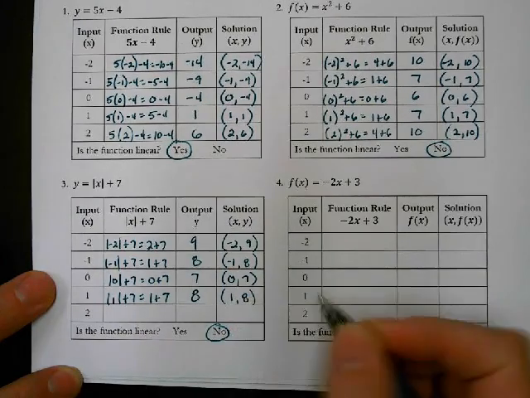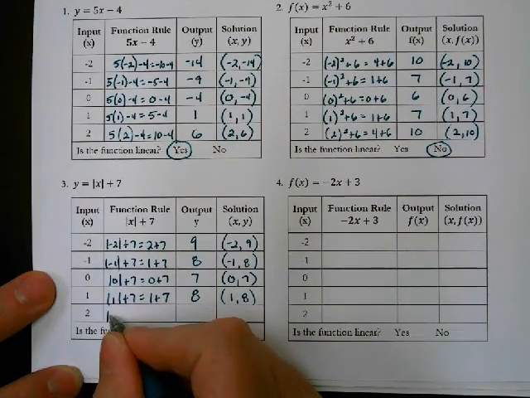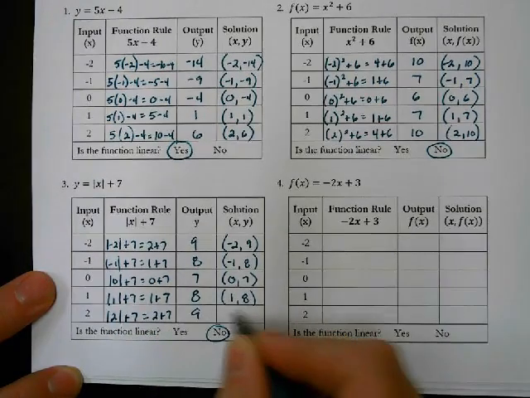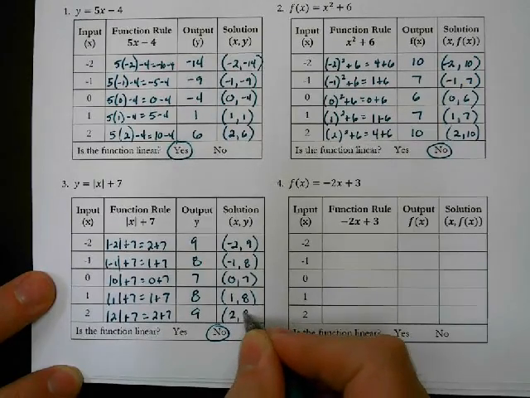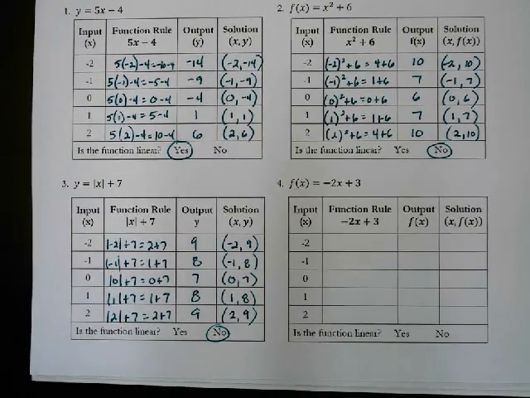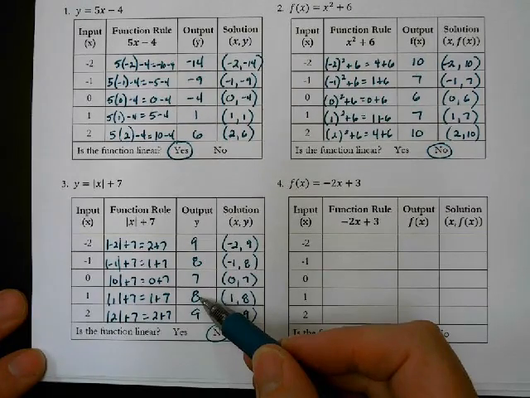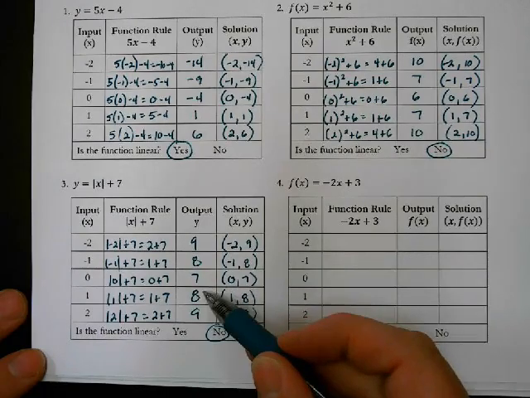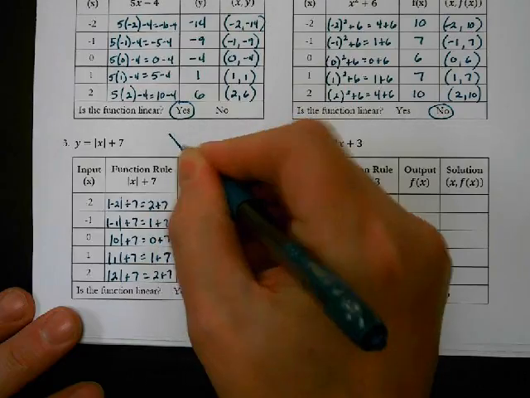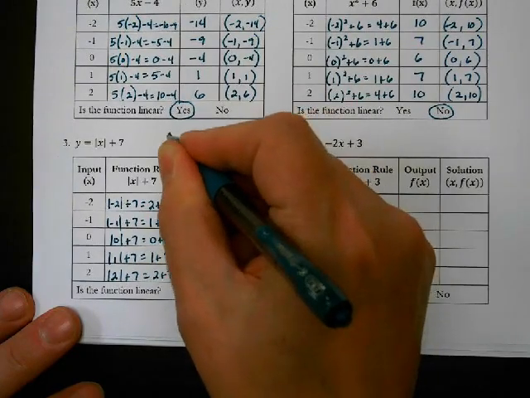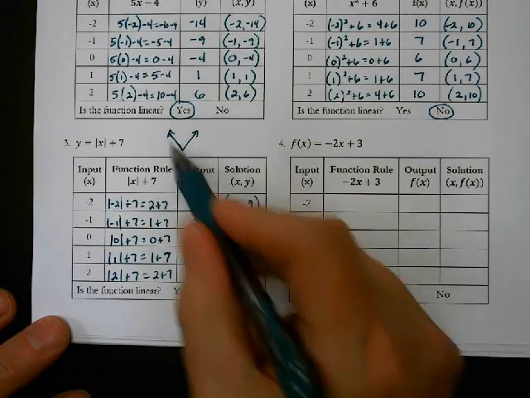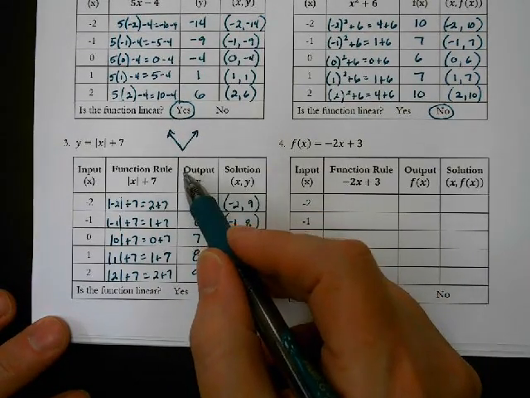Over here, we're going to have an input of 2 plus 7, which is 9. So our last point is 2, 9. So it looked like it might be linear until we got to this point right here, because we were subtracting 1 each time, and then all of a sudden we started adding 1 each time. In fact, these types of equations give us V-shapes, which have components to them which are linear, but overall it's not one straight line. Okay, so this is not a linear function.